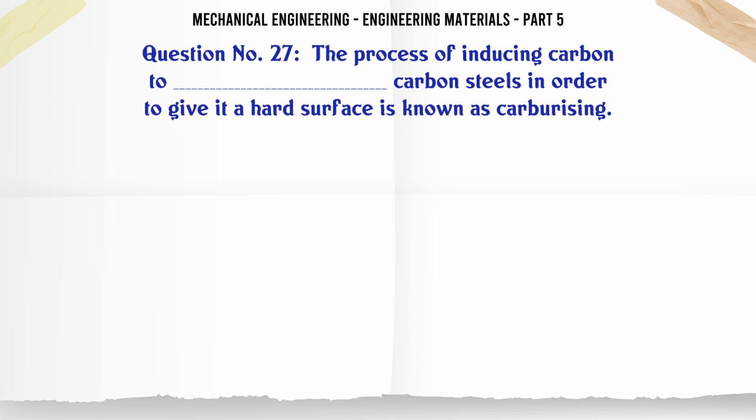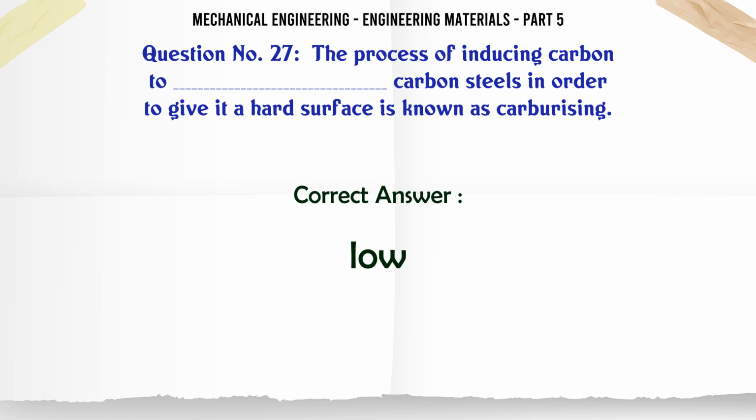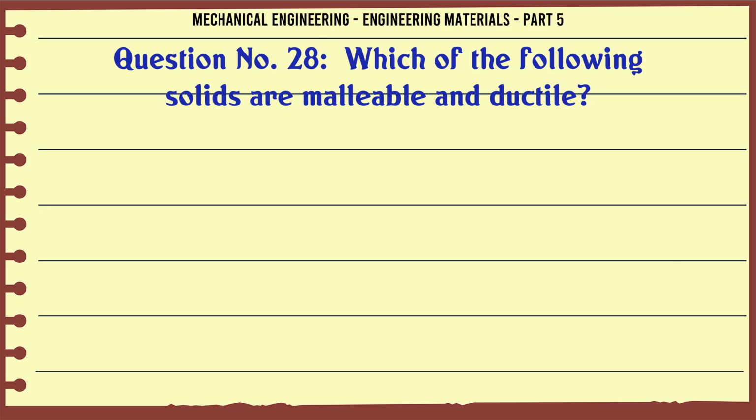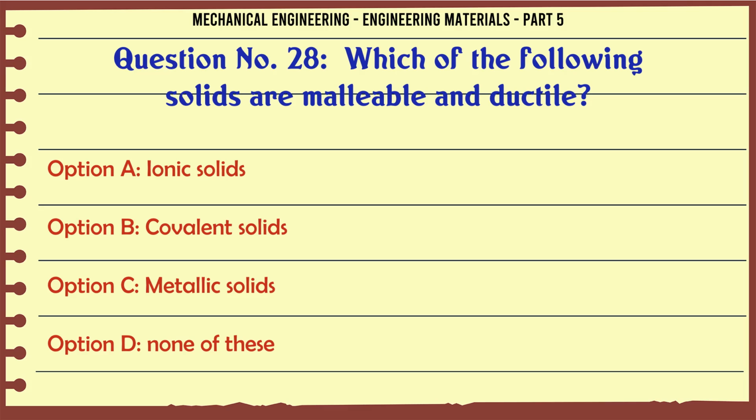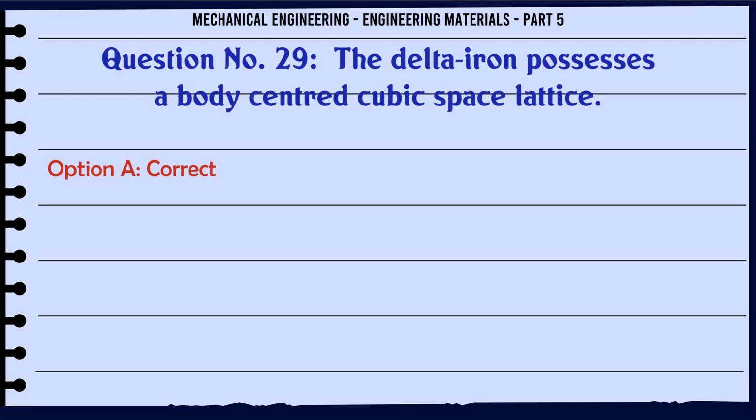The process of inducing carbon into low carbon steels in order to give it a hard surface is known as carburising. The depth of the case is A. Low. B. Medium. C. High. The correct answer is low. Which of the following solids are malleable and ductile? A. Ionic solids. B. Covalent solids. C. Metallic solids. D. None of these. The correct answer is metallic solids. The delta iron possesses a body-centered cubic space lattice. A. Correct. B.